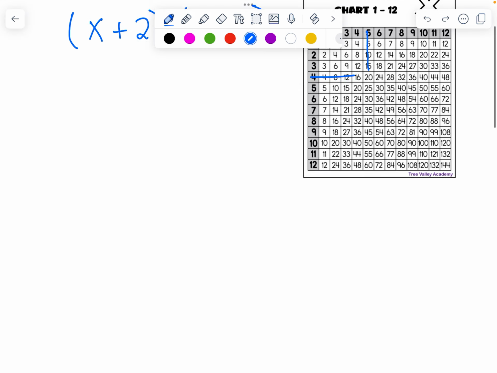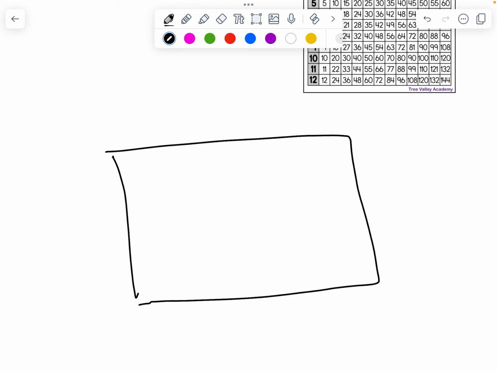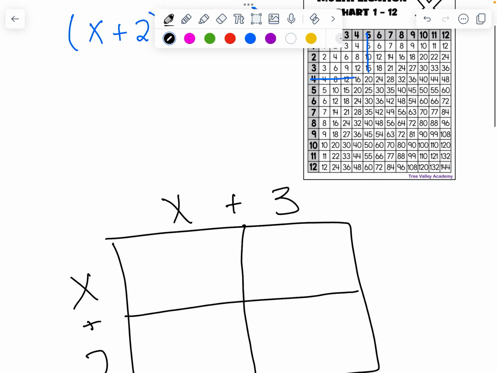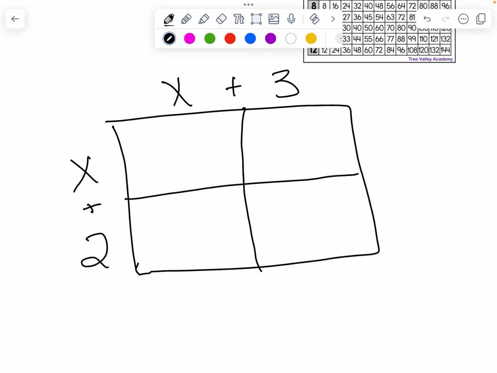Okay, so let's do that. Let's set that up. And I have x plus 2, so I need 2 sections here. And it was x plus 3, like that, so I need 2 sections like that. Okay, and then we're going to multiply these just like we said earlier.